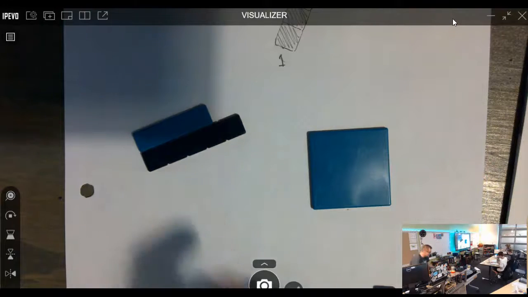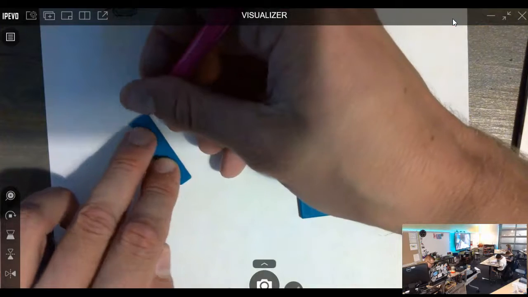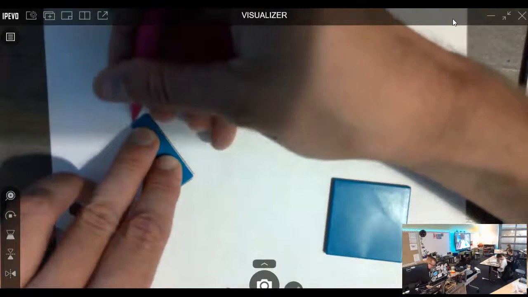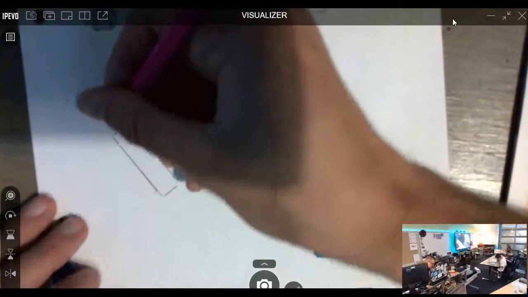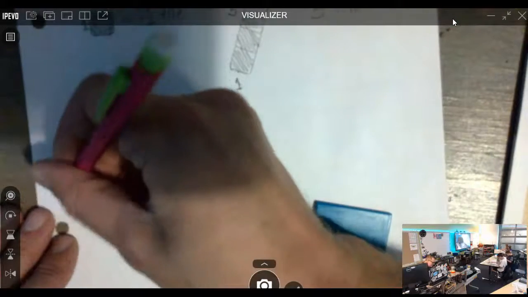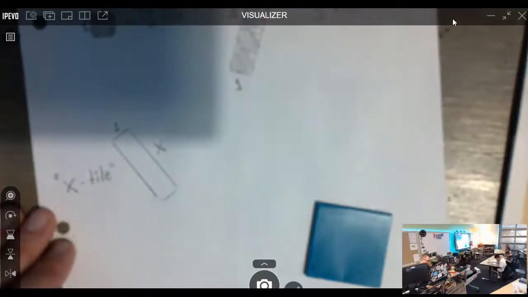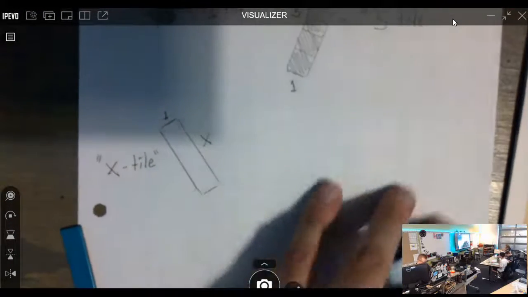So, you need to write down something that you will remember. X can be any length, right? But the 1 is always 1. So our short edge is 1, but our longer edge on that tile is X. So X by 1. We call this the X tile. And the area of it is X, because the name of the tile is the area.